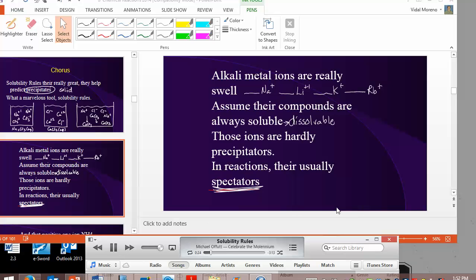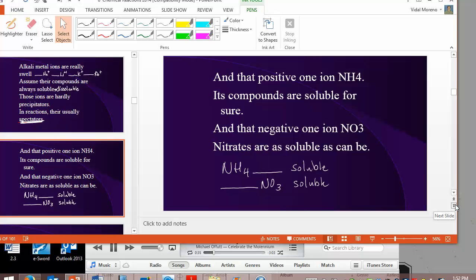Those ions are hardly precipitators. In reactions, they're usually spectators. And that positive one ion NH4, its compounds are soluble for sure. And that negative one ion NO3, nitrates are as soluble as can be.